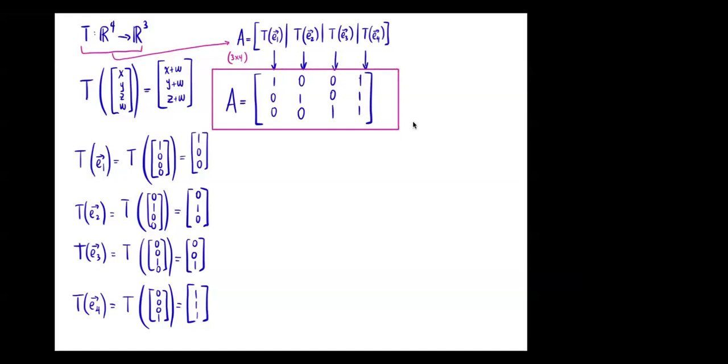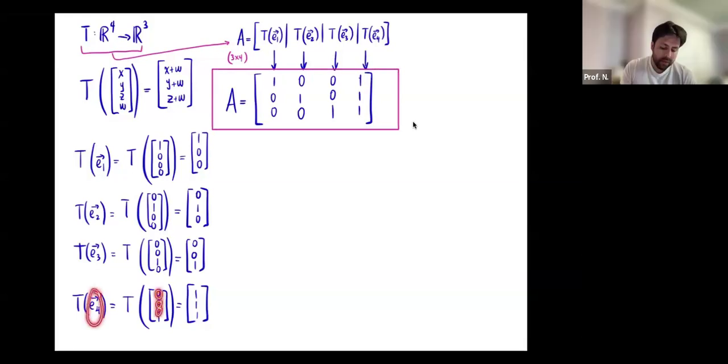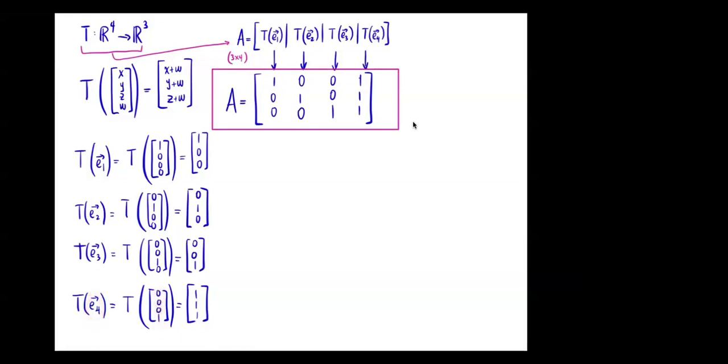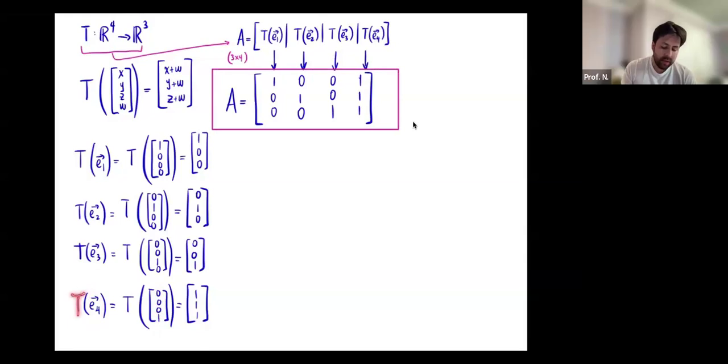Sorry, Professor. How do you get the 1, 1, 1 for E4? Okay, so E4 is 0, 0, 0, 1, correct? That's what E4 is. So I'm applying the transformation T on E4. Now, how does that work? Well, what is T of any vector? T takes a vector in R4 and transforms it into a vector in R3. Now, how are these connected? Well, the first component is x plus w.